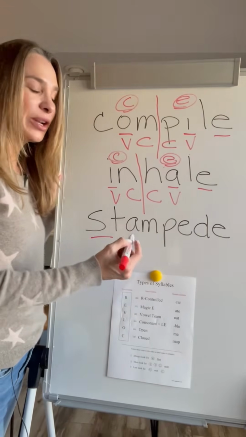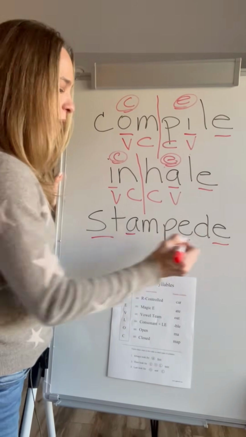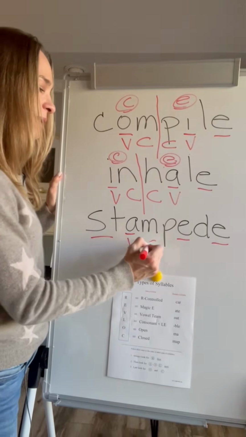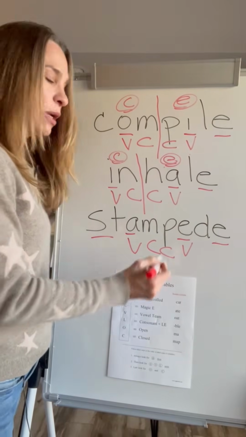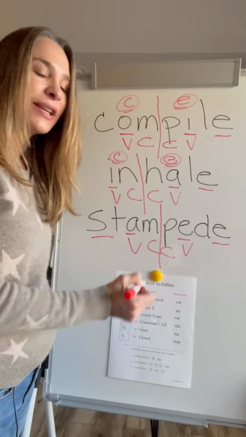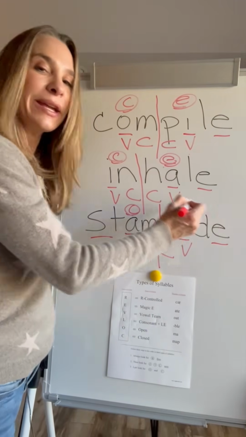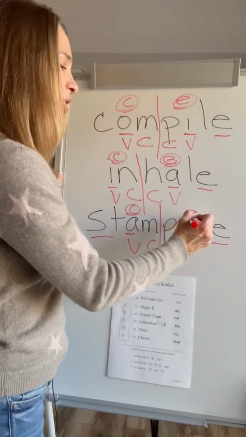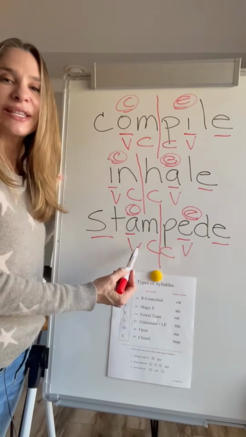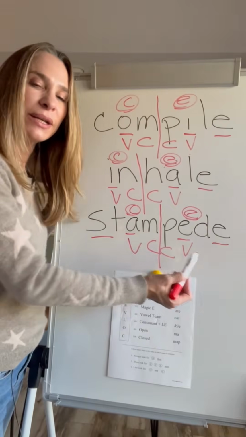Our third word is a little trickier because it has the ST blend at the beginning, but it's the same thing. We're going to underline our vowels. We're going to begin with the first vowel, V, C, C, V. We're going to divide between the C's and see that the M is closing in the A for a closed syllable. The E is making the E say its name for a magic E syllable. And now we can read stampede, stampede, stampede.